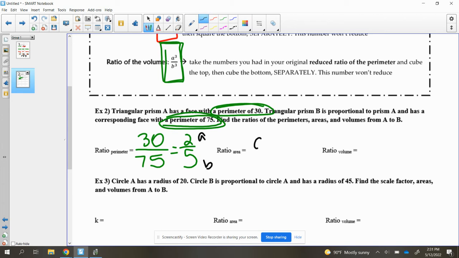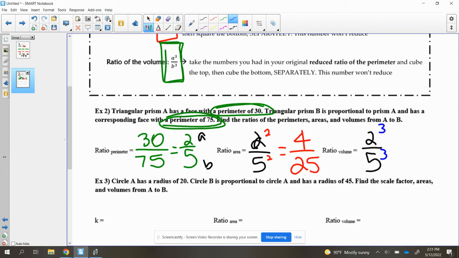So to get the ratio of our areas, we're going to take 2 and 5, and we're going to square them so that they become 4 and 25. And then again, we're going to take that 2 and 5 value. This time we are going to cube them to get the ratio of our volumes. So 8 and 125. So those would be our 3 values based on that given info.